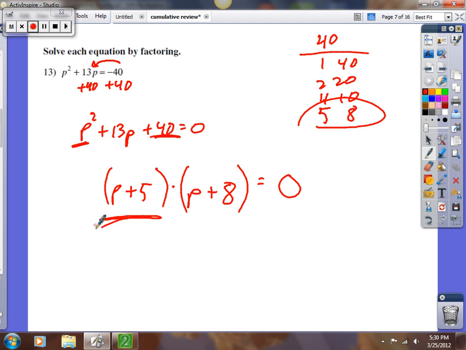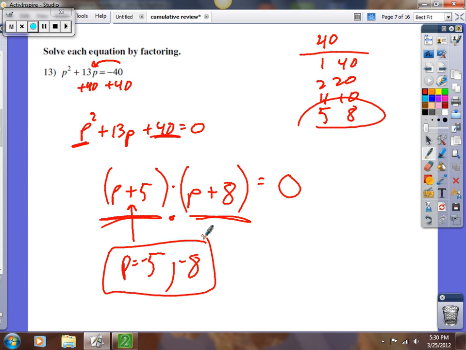This quantity multiplied by this quantity is 0. The only way you can times and get 0 is if you times by a 0. And if p was -5, that would make that 0. And if p was -8, that would make the other quantity 0. So there's your two options, your two scenarios.